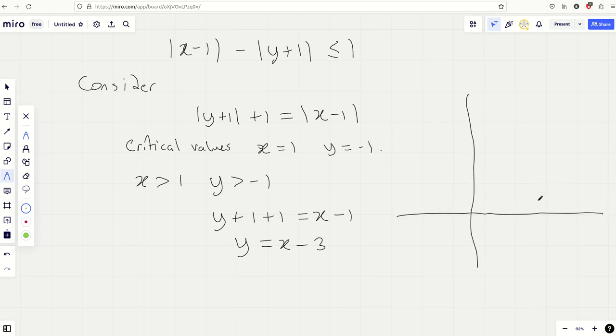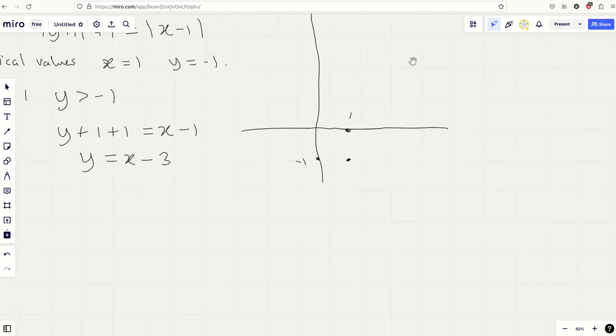Now let's find that on our graph. X is 1, y is minus 1. That's that point here. Okay, good, we've got that. And what is that going to give us? That's going to give us this equation, which is, let's just get it right.